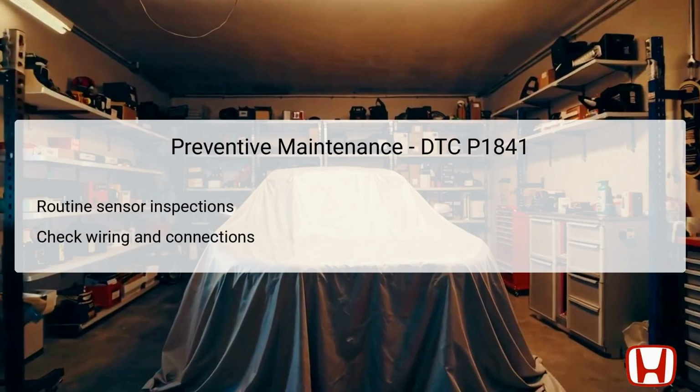To prevent future occurrences of DTC P1841, routine inspections of the CVT speed sensor should be incorporated into regular vehicle maintenance. Regularly checking the wiring and connectors for any signs of wear, fraying, or corrosion is crucial, as these can lead to transmission issues. Keeping the vehicle's diagnostic tools updated and ensuring that any software updates for the TCM are applied can also help prevent transmission-related fault codes.